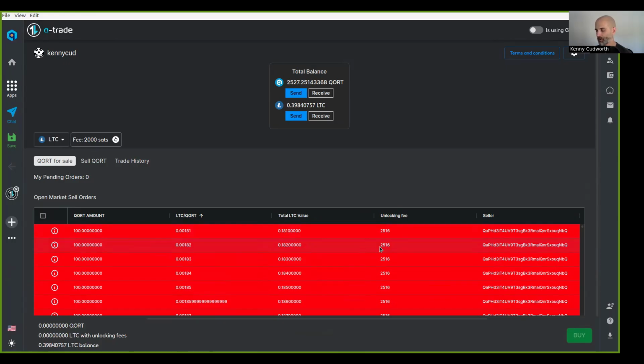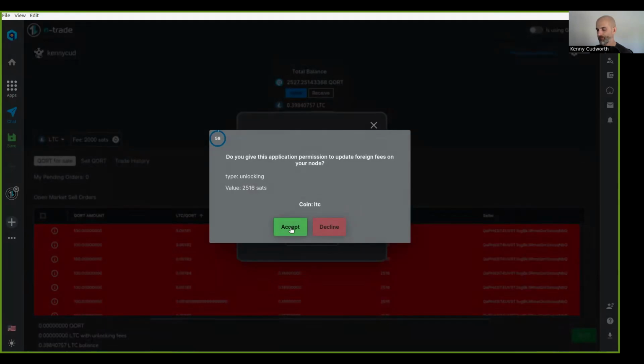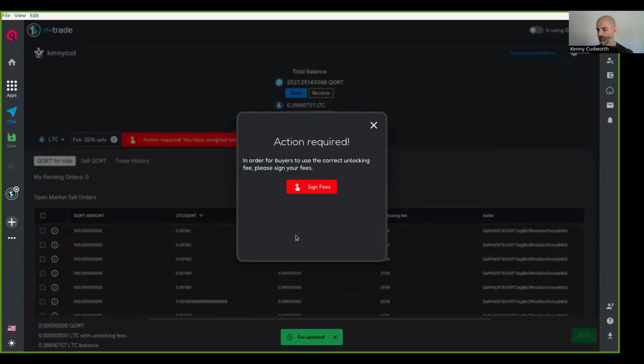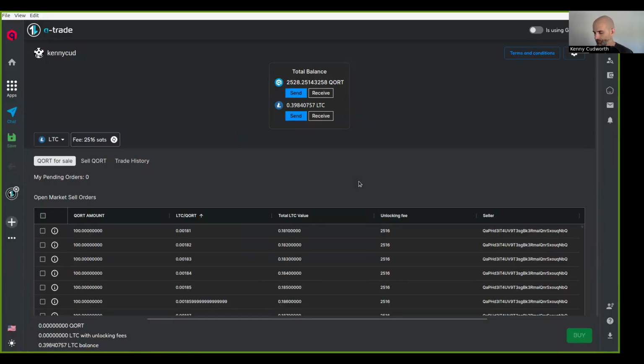And so what you'll have to do, their requirement is 2516. So I will put it to 2516. Update, accept it for the unlocking. And I'm also going to accept it. Now, since I have that sell order still out there, it's asking me to sign for it. It's not really necessary, but I'll do it anyways, just to get this prompt out of here. Okay, so now my fees match the seller's required fees. So now I can purchase these again.